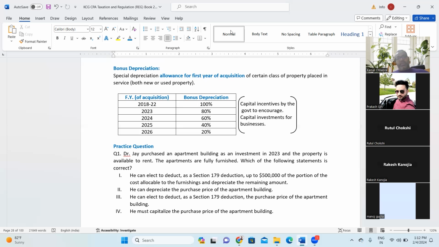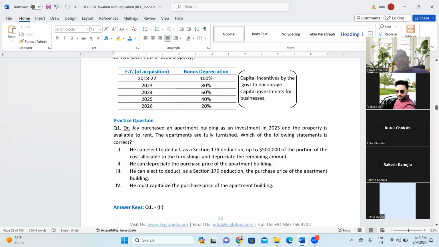The fourth option is he must capitalize the purchase price of the apartment building. The capitalization is already done when he has purchased. So now capitalization is not required, but depreciation is required. So the second option, he can depreciate the purchase price of the apartment building, makes the only correct sense, right? In the entire question, there is nothing mentioned about additional depreciation.